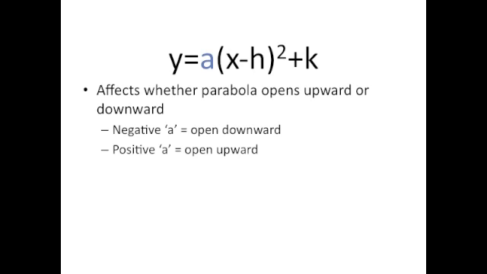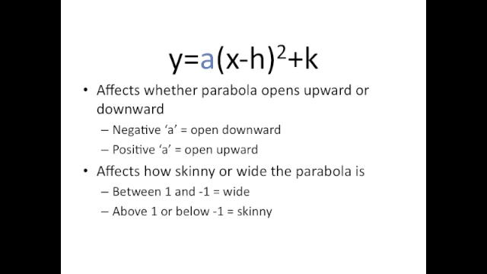Going back to vertex form, the equation used for quadratic functions, each variable in the equation represents a different way that the parabola can be altered. Let's begin with a. The a variable affects whether the parabola opens upward or downward. If the a variable is negative, the parabola will be flipped upside down and open downwards. If the a variable is positive, the parabola will open upwards.